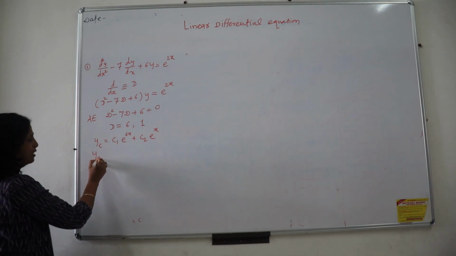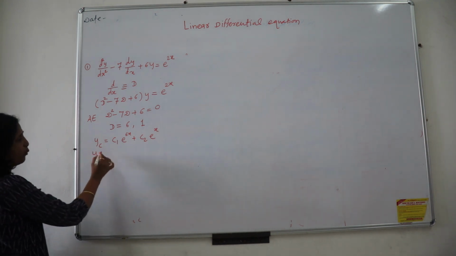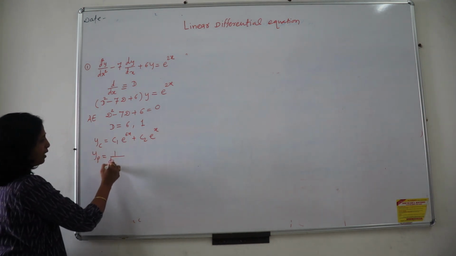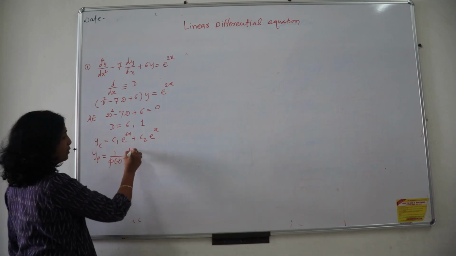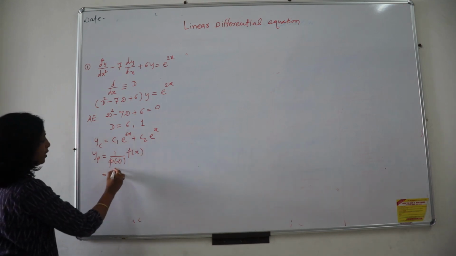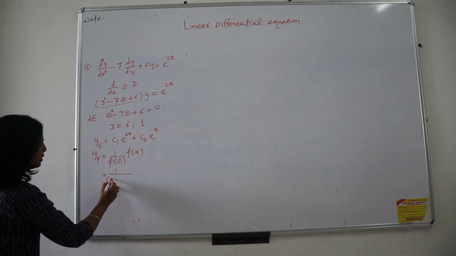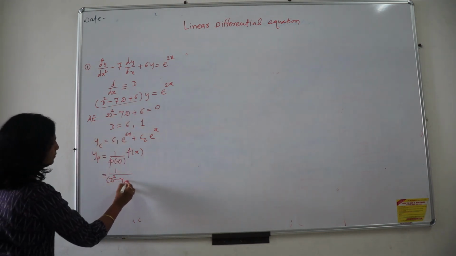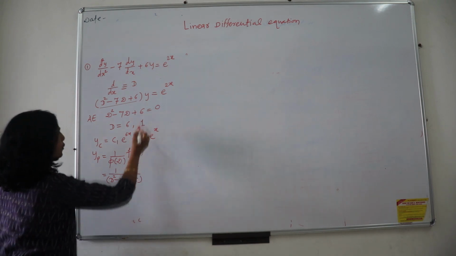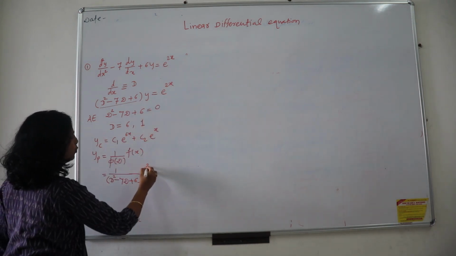But our target in this unit is to calculate yp. So yp is the formula 1 upon phi d into f(x), as I told you just a little time before. Now what is phi d? This part is our phi d. So this is d square minus 7d plus 6, and your function is e raised to 2x.